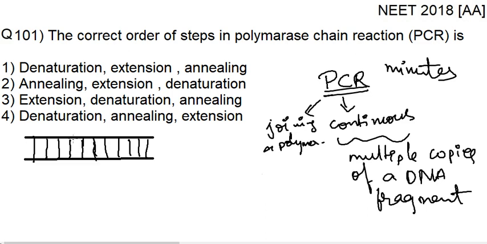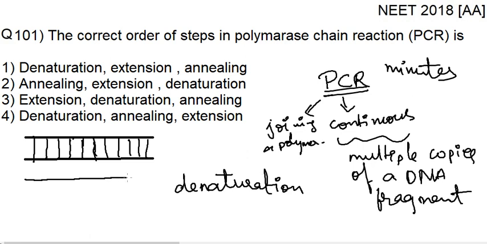So what is the first step? Can you guess? The first step is denaturation. Why is denaturation important? Denaturation is nothing but the separation of these two strands of DNA. These two strands of DNA must be separated. See, this is one strand and this is the other strand. These are the nitrogenous bases, and these are the nitrogenous bases of the second strand of DNA.